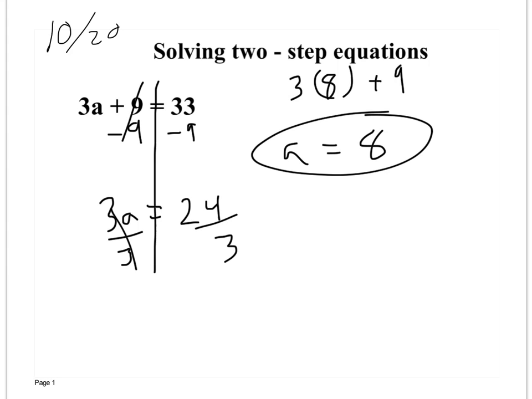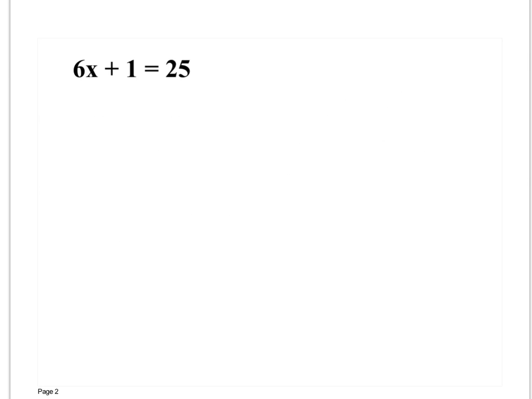Any questions? Here we have 6x plus 1 is equal to 25. I look at what's being done to x. I'm timesing it by 6 first, and then I add 1. So I do the opposite. I go in reverse of order of operations. Since I added 1 last, I'm subtracting 1 first. This leaves me with 6x on the left and 24 on the right.